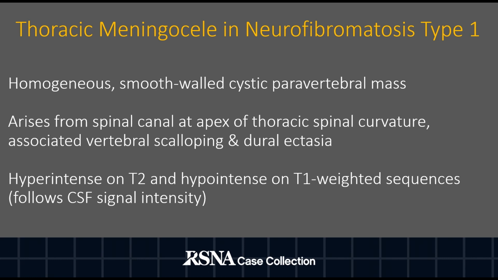It is a homogeneous, smooth-walled, cystic perivertebral mass, which arises from the spinal canal at the apex of the thoracic spinal curvature, with associated vertebral scalloping and dural ectasia. It is hyperintense on T2 and hypointense on T1 weighted sequences, following CSF signal intensity.